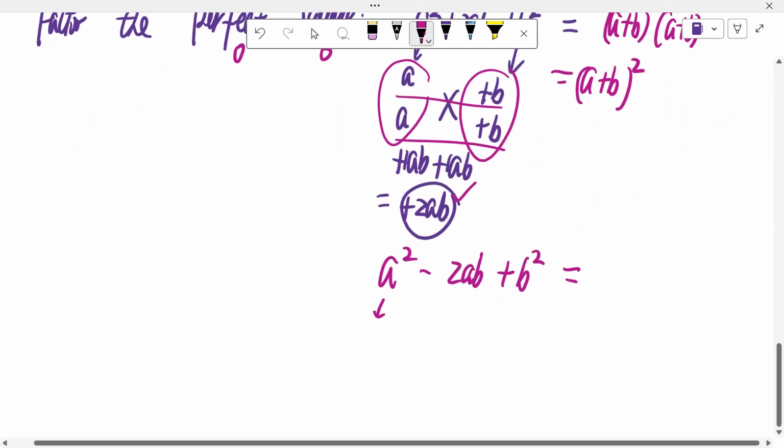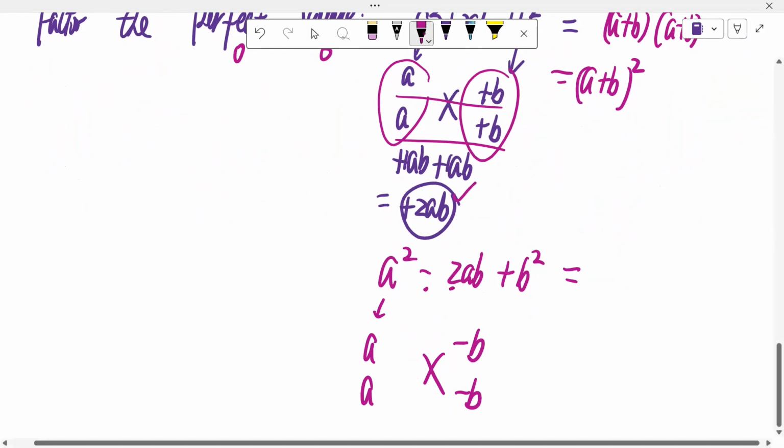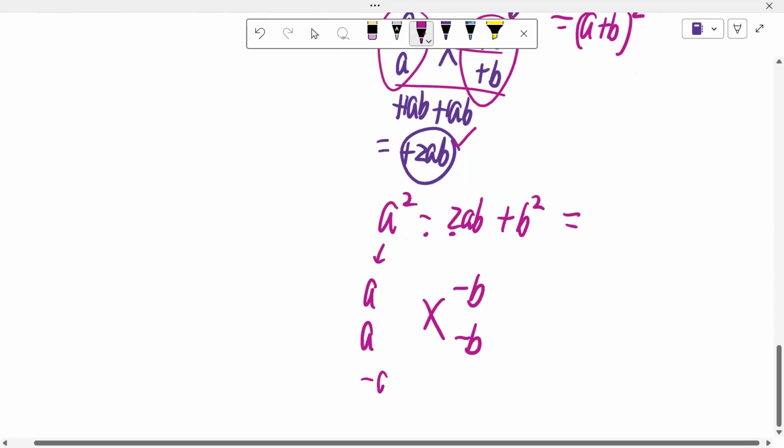We're going to break down a squared as a times a. Because the middle term is minus, that'll be both negative b, right? Negative b times negative b is positive b squared. When you combine them, it's minus 2b, which is the middle coefficient. And cross multiply: minus ab, minus ab. It's minus 1ab, minus 1ab, minus 2ab.